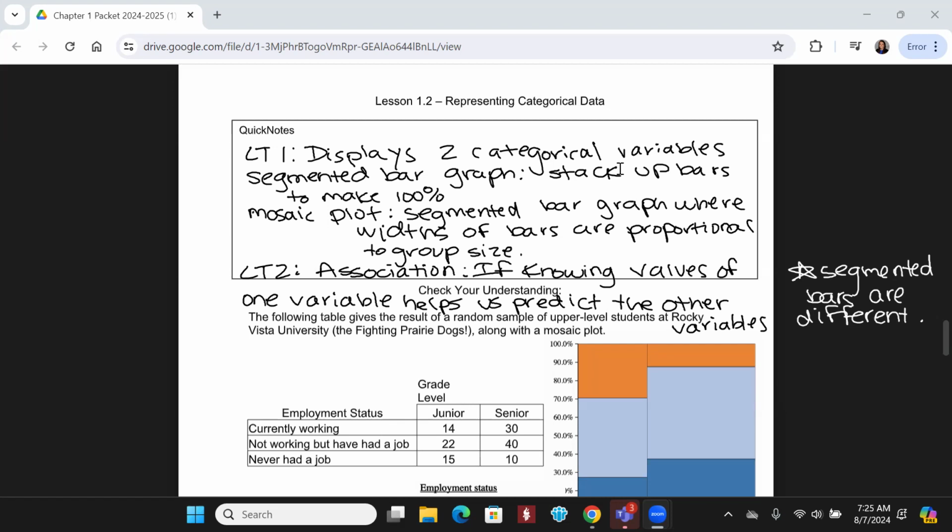And then we talked about association, so if knowing the values of one variable helps us predict the other variable. We talked about how the segmented bars are different, and that was kind of back with 1.1. We saw that a little bit more with the math and English core class predicting the elective class. So those were the two things that we talked about yesterday.